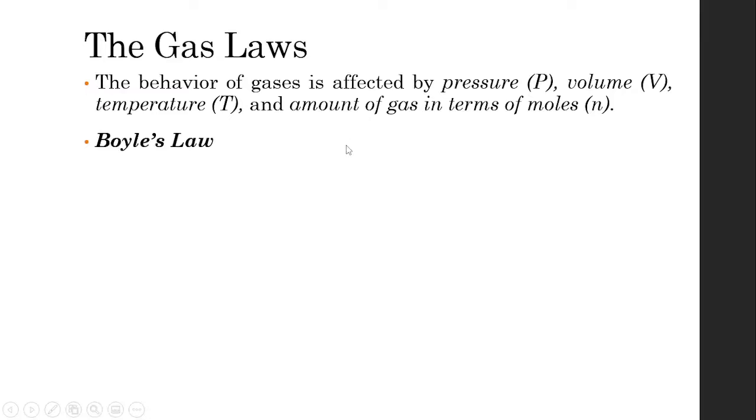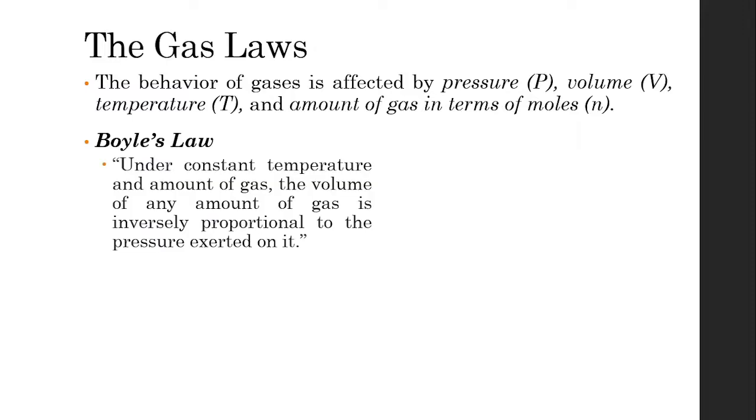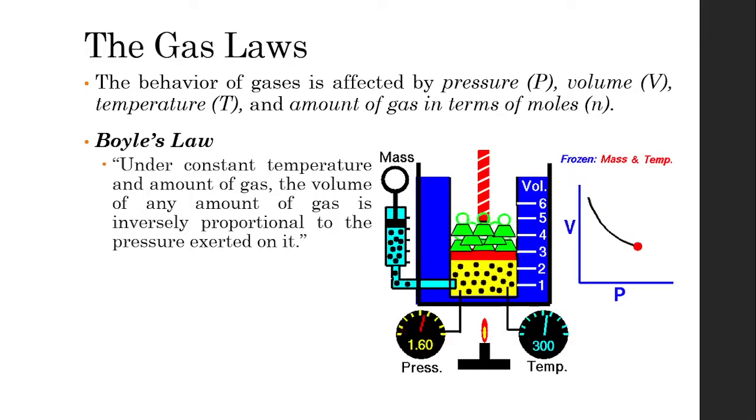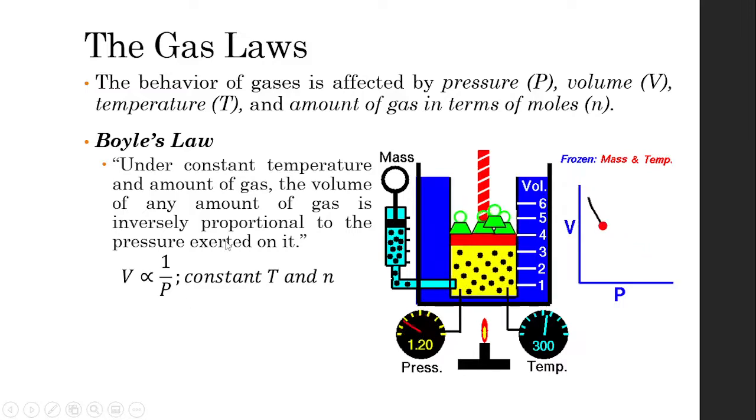The first gas law that we are going to talk about is called Boyle's law. Boyle's law states that under constant temperature and amount of gas, the volume of any amount of gas is inversely proportional to the pressure exerted on it. What do we mean by that? Let's look at the picture right here. According to Boyle's law, the volume of any amount of gas is inversely proportional to the pressure exerted on it.